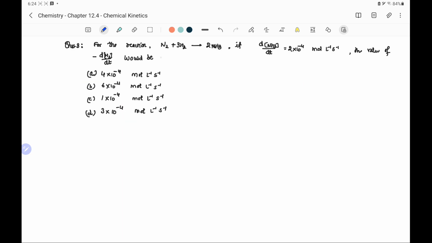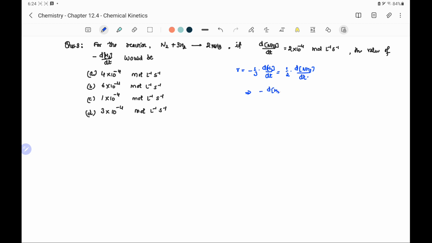Third question is, for the reaction N2 plus 3H2 gives 2NH3, if the rate of change of concentration of NH3 is given 2 into 10 power minus 4 mole per liter per second, the value of minus dH2 by dt. If we write the rate of reaction R, it will be equal to, in terms of the reactant H2, minus 1 by 3 into dH2 by dt. And in terms of product, it will be equal to 1 by 2 and d of concentration of NH3 divided by dt.